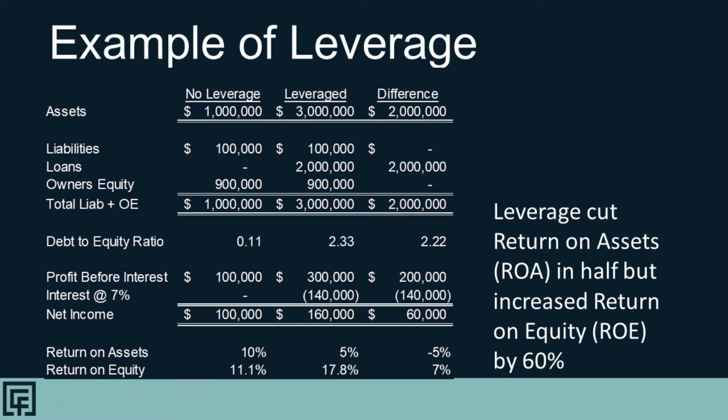Their return on assets decreased from 10% to 5% because they now have to pay interest on the cash they got to fund the additional assets. However, their return on equity has jumped from 11.1% to 17.8%. In other words, leverage cut their ROA in half, but increased their ROE by 60%. The owners are making a lot more money. What could go wrong?